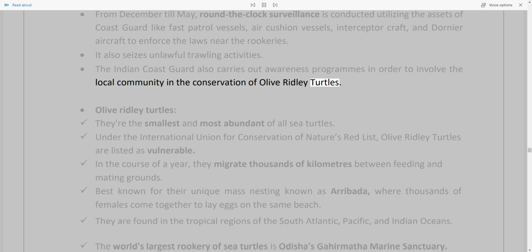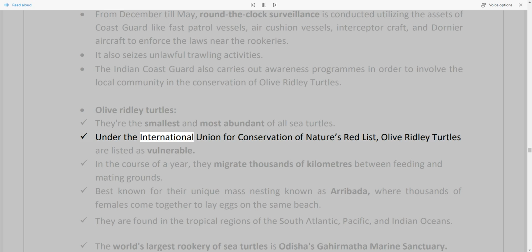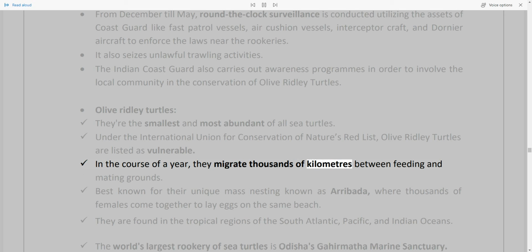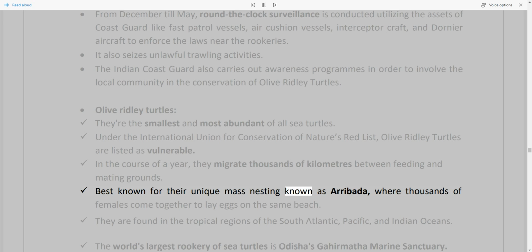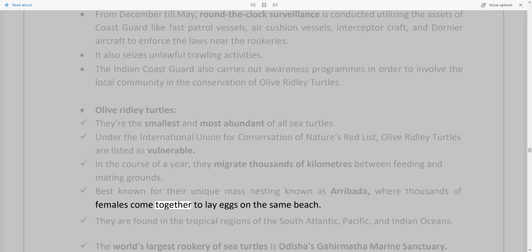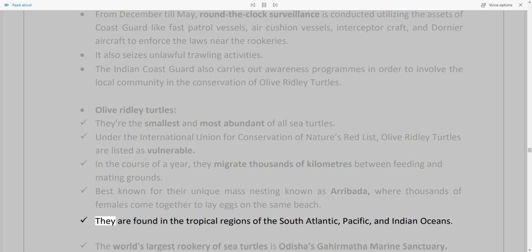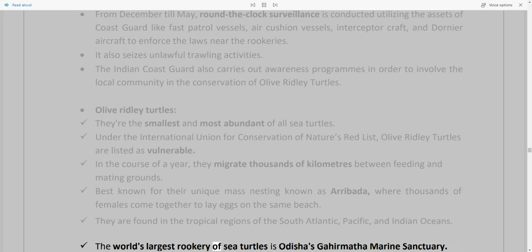olive ridley turtles. Olive ridley turtles are the smallest and most abundant of all sea turtles. Under the International Union for Conservation of Nature's Red List, olive ridley turtles are listed as vulnerable. In the course of a year, they migrate thousands of kilometers between feeding and mating grounds. Best known for their unique mass nesting known as arribada, where thousands of females come together to lay eggs on the same beach. They are found in the tropical regions of the South Atlantic, Pacific, and Indian Oceans. The world's largest rookery of sea turtles is Odisha's Gahirmatha Marine Sanctuary.